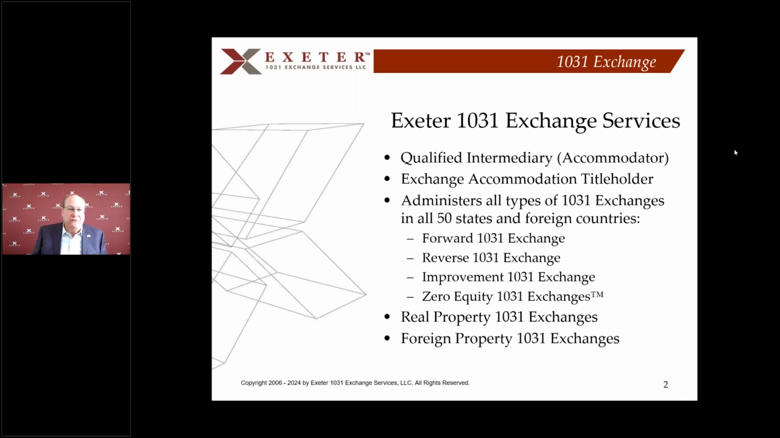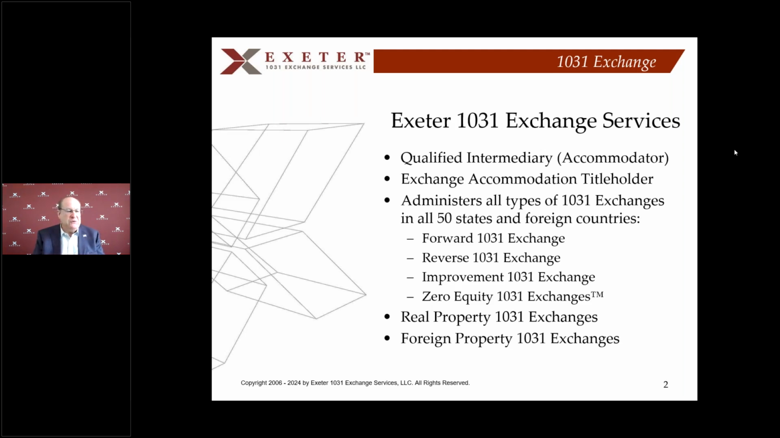You also have improvement 1031 exchanges, and improvement 1031 exchanges are where you are selling your current property. You use some of the proceeds to acquire and hold or park legal title to the new property. So it's the same kind of scenario as a reverse 1031 exchange where we're holding title to that new property. And then you're using the rest of your exchange funds, your net proceeds, to make improvements, retrofit, or construct something on the property that you've acquired through us. And you've got the 180-day window to make those improvements.